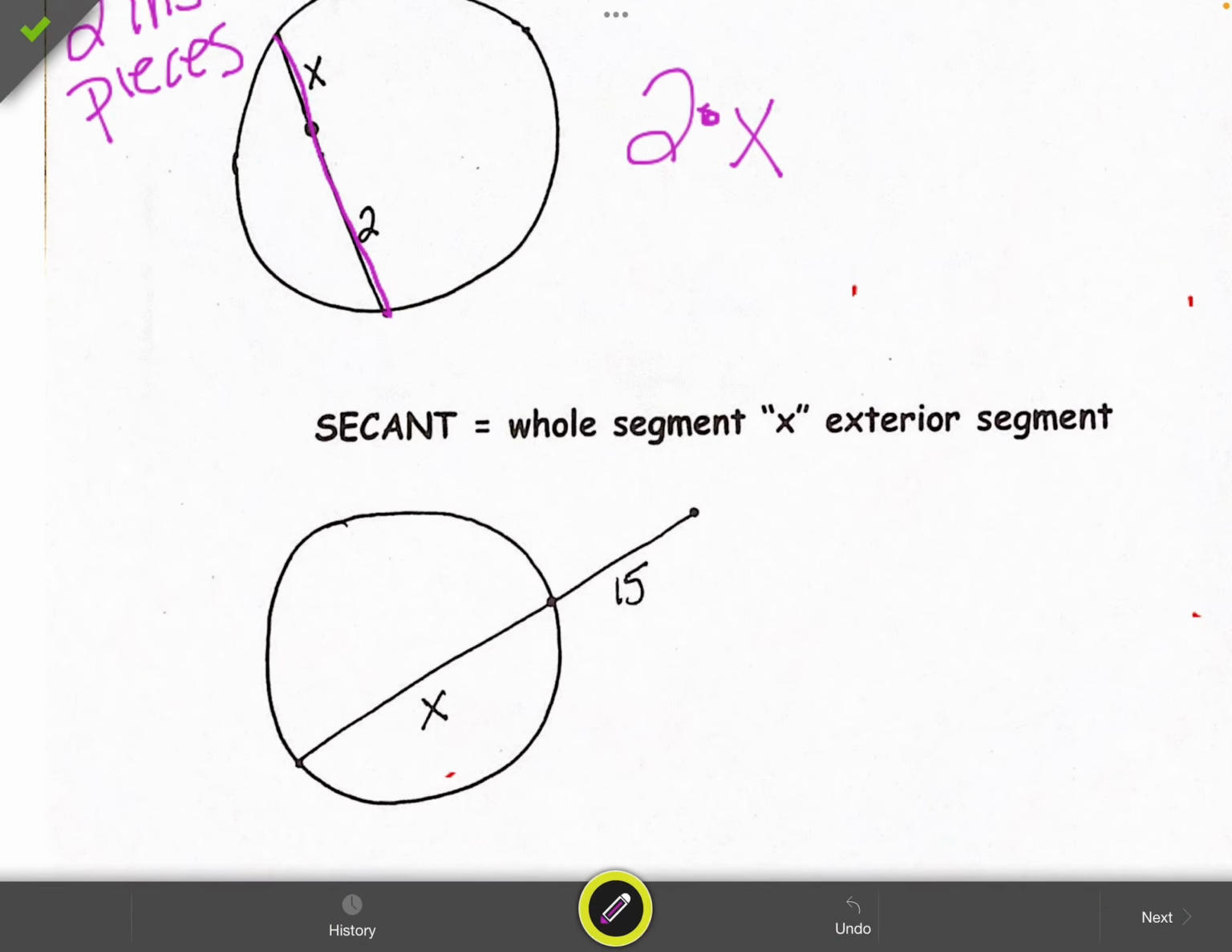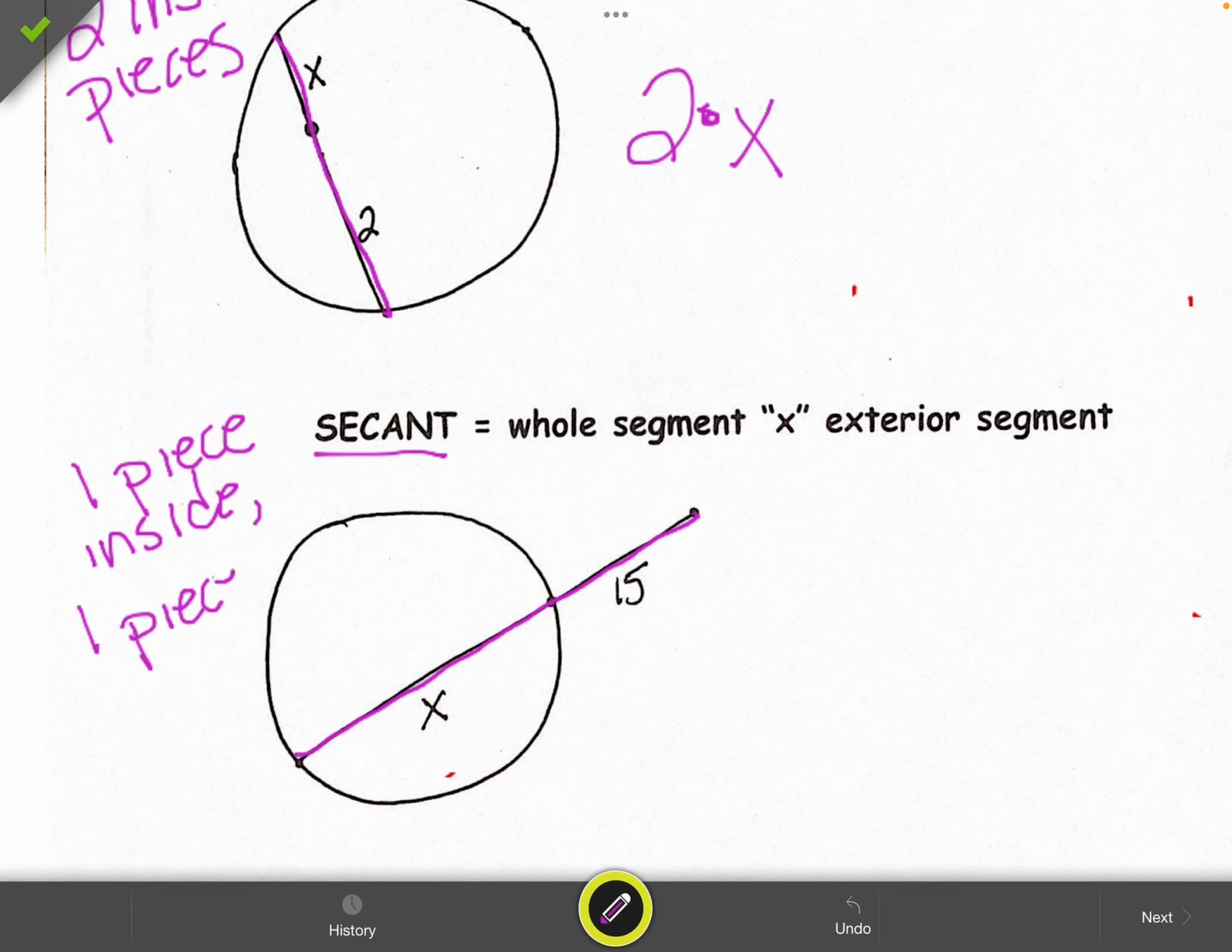The next kind of segment you're going to see is a secant. This is a secant. And if you look, you have one piece that is inside the circle. So for this one, that would be your X. And you have one piece that is outside your circle. That would be your 15. Together, they make the whole segment, which is your secant.